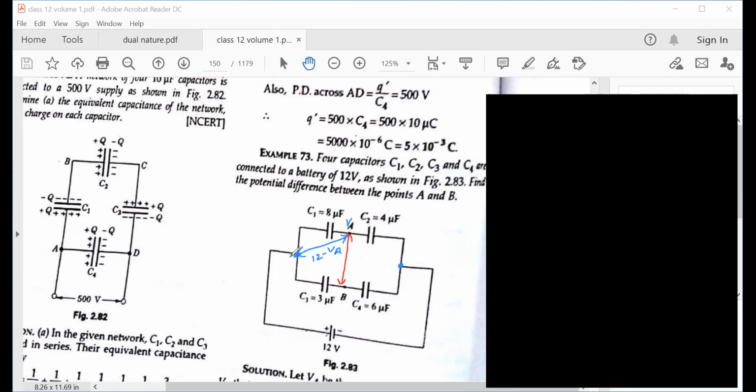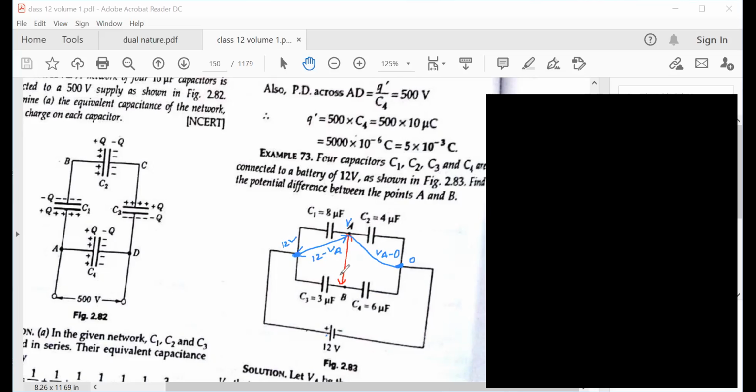It is okay whether it is here or at this point. The potential at this point is 12. So 12 minus VA. And same thing for C2, the C2 capacitor. I told you this point is nothing but your zero potential. So I'll take it as VA minus zero. So this point is the potential. It is VA minus zero.